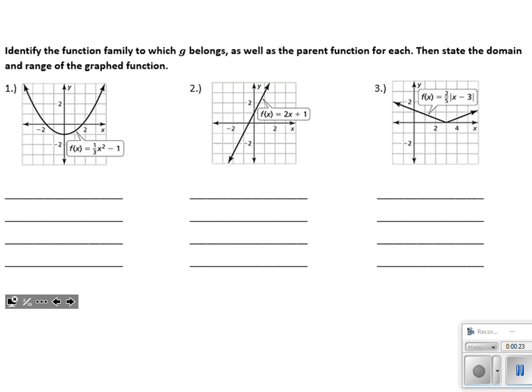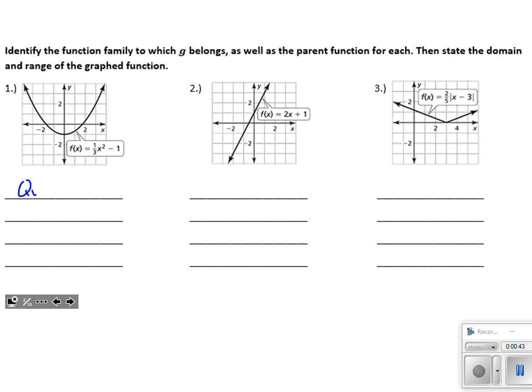All right, so the first set of problems: identify the function family to which f belongs, all those functions are named f, as well as the parent function for each, then state the domain and range of the graphed function. Let's take a look at what we're working with here in problem number 1.